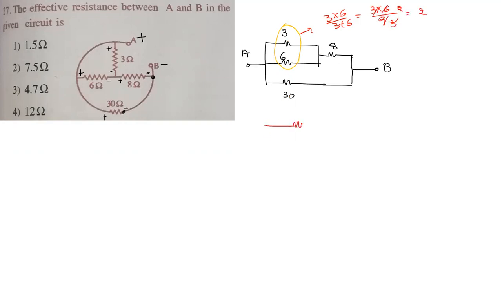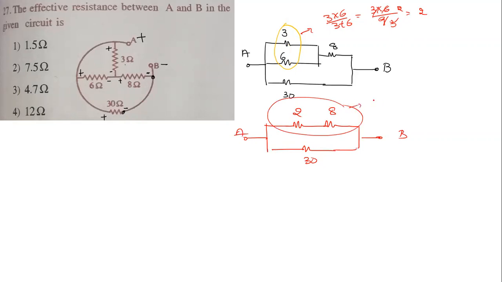Okay, resistors of 2 and of 8. This will become 2. This will become 8. Instead of these two, I'm going to replace. And this will become 30. This is A and B. Now 2 and 8, in what combination? These two are series combination.